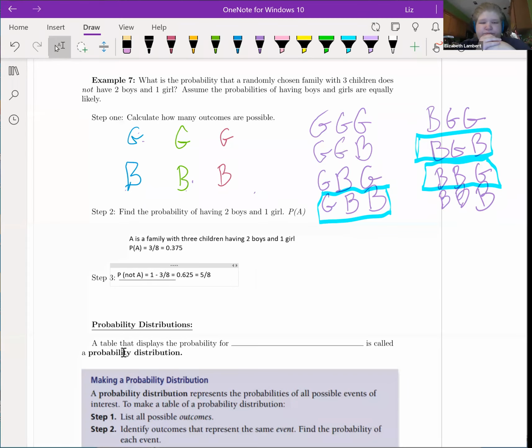All right. So that's using that "not" idea. You can figure out the probability of doing it, and then you just do 1 minus that result to get the probability of not doing it. That way you're not having to think of, well, what are all the other possible ways? Like, how would I write those? That gets tedious.